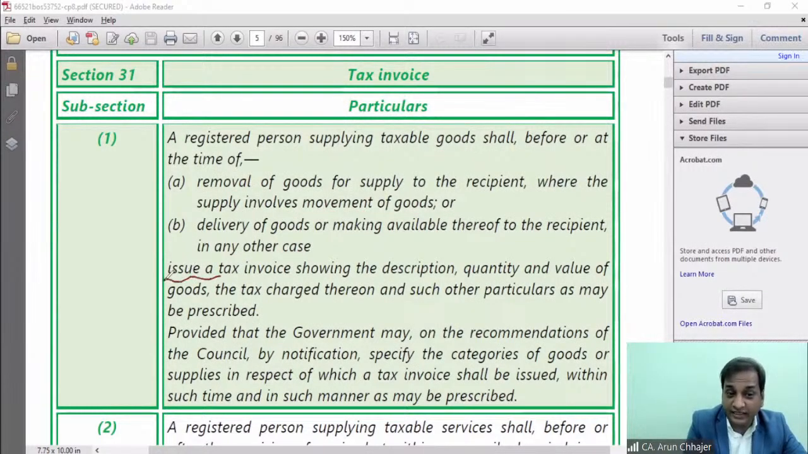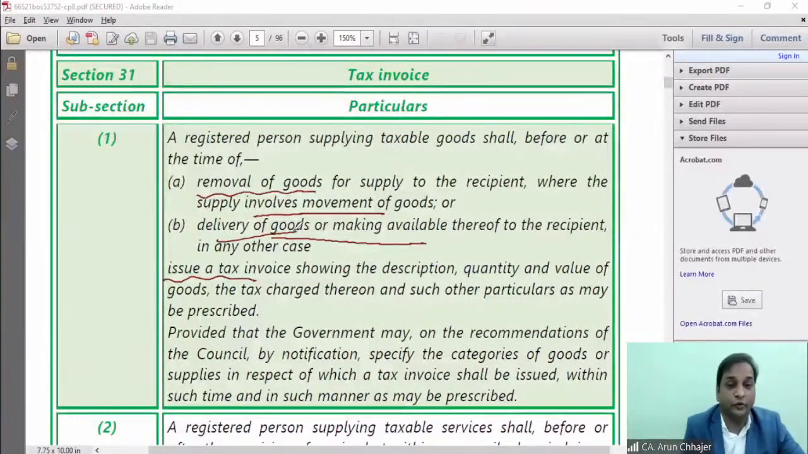I will issue the tax invoice at the time of removal of the goods where the supply involves movement, and if the supply does not involve movement, then at the time of delivery of the goods.